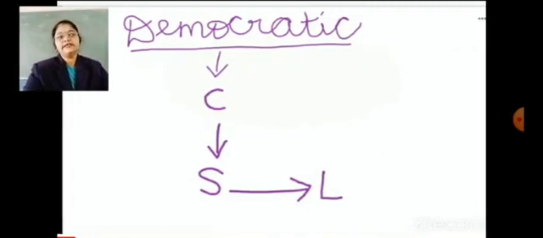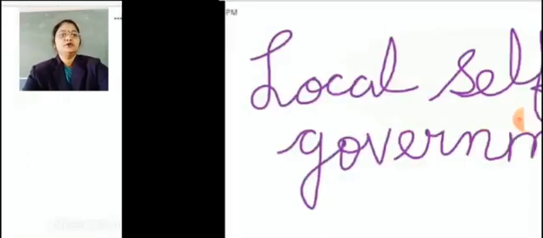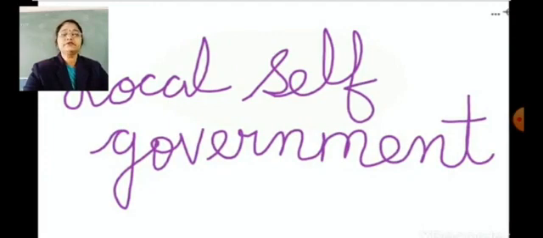Students, our India is a democratic country. In our India, 2 types of governments are there. First one, central government. Another one, state government. State government has local self-government. Local self-government is divided into 2 parts. In this chapter, we will learn about local self-government in rural areas and in urban areas.